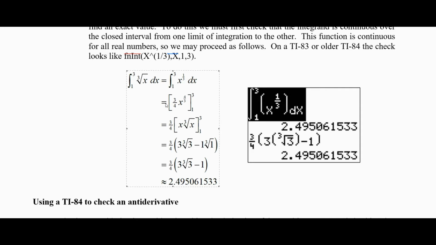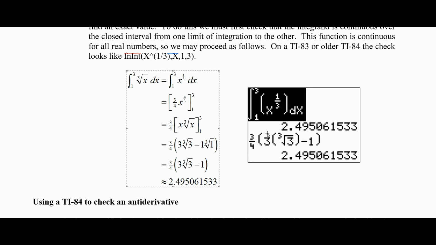I'm going to bring the 3/4 out front of the evaluation here. So I take x times the cube root of x, plug in a 3, minus x times the cube root of x, plug in a 1 for x, and subtract them, and then multiply by the 3/4 out front. The cube root of 1 is 1, times 1 is 1, so we get a minus 1 there. And so the final answer for an exact answer is 3/4 times parentheses 3 times the cube root of 3 minus 1.